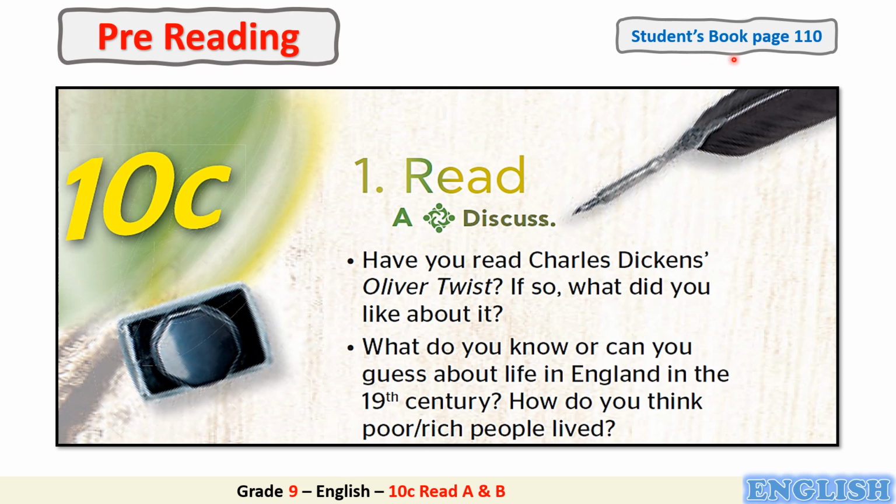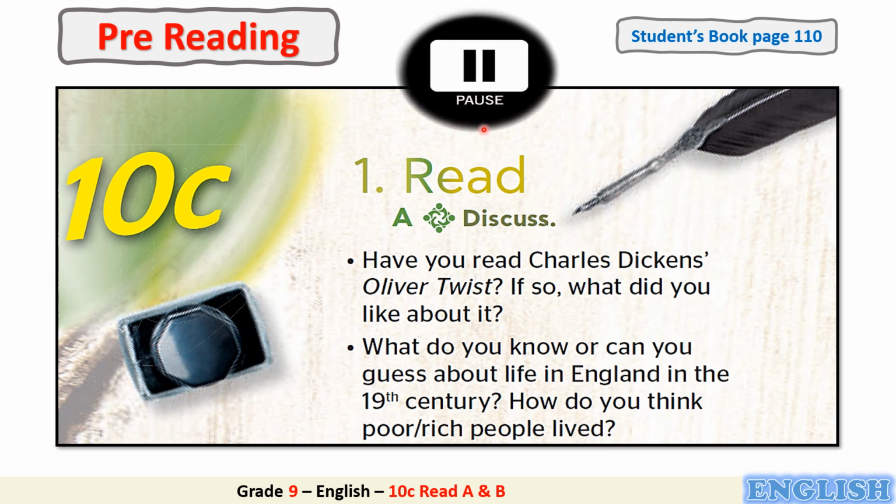Now, open your student's book, page 110. 1. Read. Exercise A. Discuss. Have you read Charles Dickens' Oliver Twist? If so, what did you like about it? What do you know, or can you guess about life in England in the 19th century? How do you think poor or rich people lived? Pause the video, think, then answer.